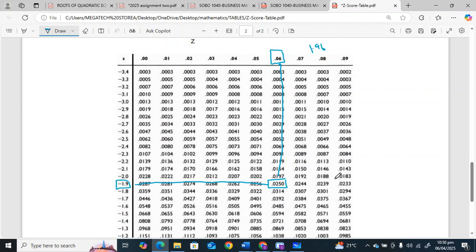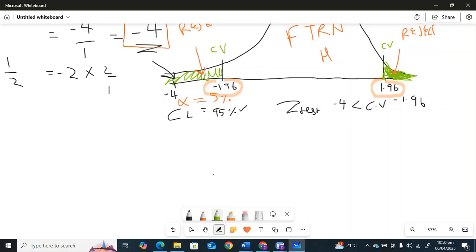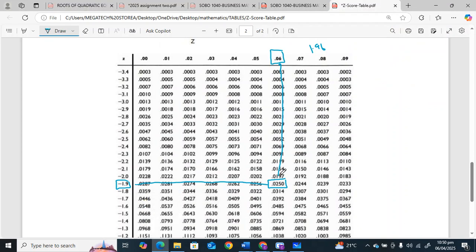That 2.5%, this green region, is represented here as this 0.025. So when you correspond this 0.025 here, that's how we're getting 1.9 here and a 0.6, which gives us 1.96. That's one way of looking at it.